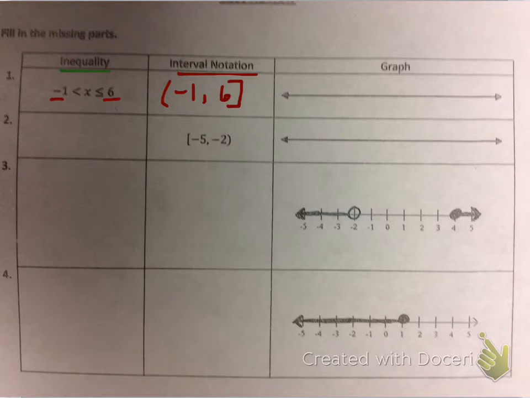So here at -1, I've got an open dot, but at +6, I've got a closed dot. And again, I want to shade in between because, again, this is in between.